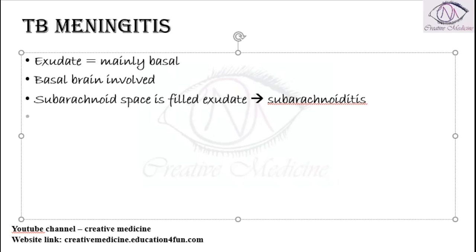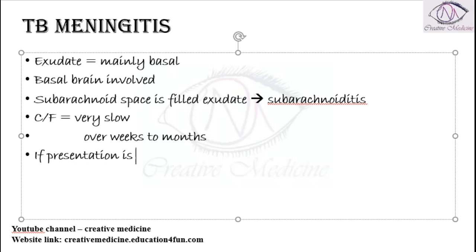Then, the clinical features of tubercular meningitis are very slow, and they develop over weeks to months in the patient. Okay, if the presentation is not weeks or months, if the presentation is hours to days, then you can exclude tubercular meningitis, because tubercular meningitis presentation will be very slow, over weeks to months. But if in any case the presentation is hours to days, then we can exclude tubercular meningitis.